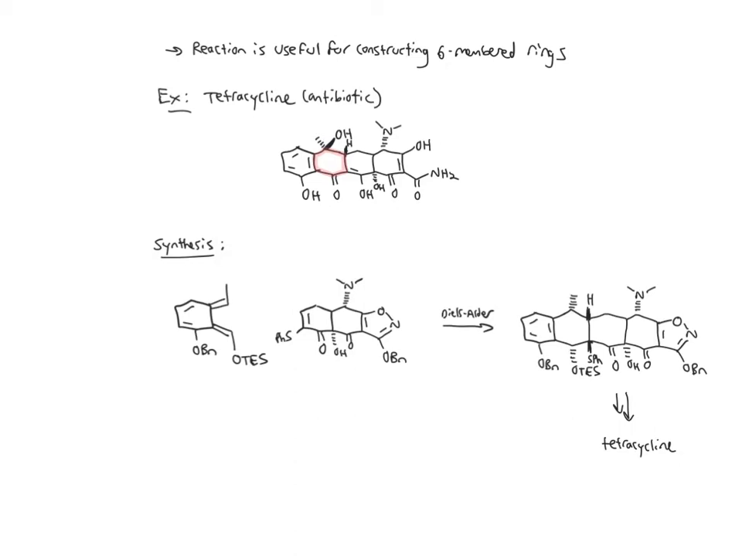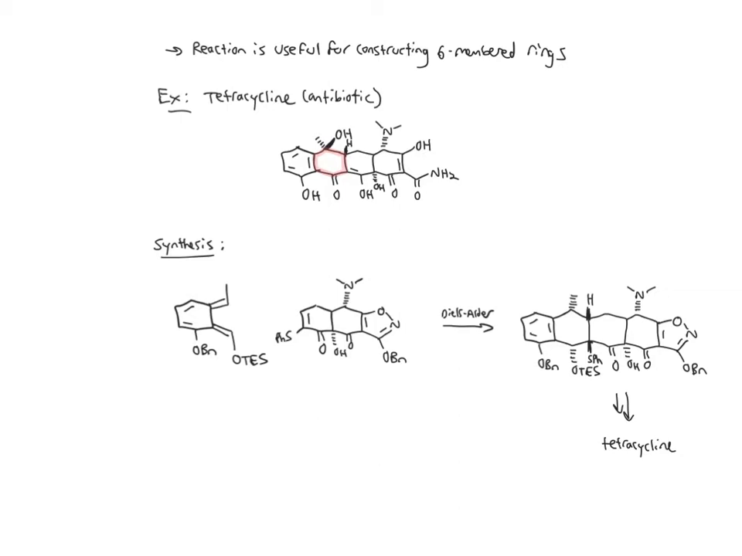For these pericyclic reactions, in the first video, we said that they're good for synthesis. This Diels-Alder reaction is very useful in synthesis, especially for constructing these 6-membered rings. One example where this Diels-Alder reaction is used to create a molecule is tetracycline, which is an antibiotic. And this ring that's highlighted in red here can actually be formed from a Diels-Alder reaction.